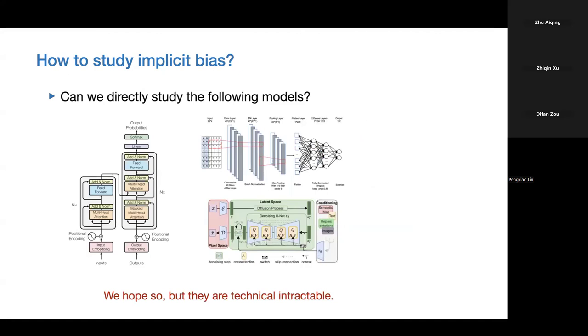There are already many papers that try to give good theoretical results, but the answer is no. We hope so, but these models are too complicated; in many cases we can only formulate them using Python code. In mathematics, we never have a very nice formula for practical models like a transformer or very deep CNN models. So in theory they are technically intractable, because we cannot even fully write the equations for the forward process, and the backward process is even more complicated.